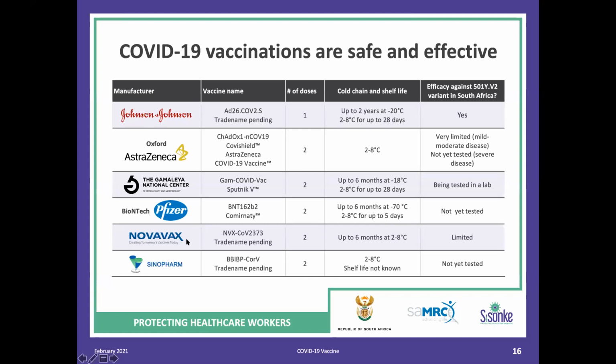Yesterday, the Novavax publication came out, and indeed, unfortunately, in the presence of our variant, the vaccine efficacy was estimated to be only 10%. So that probably counts Novavax out for the future of our testing.